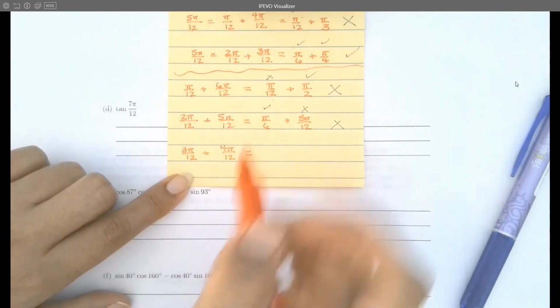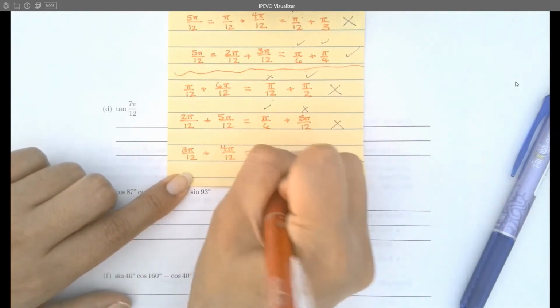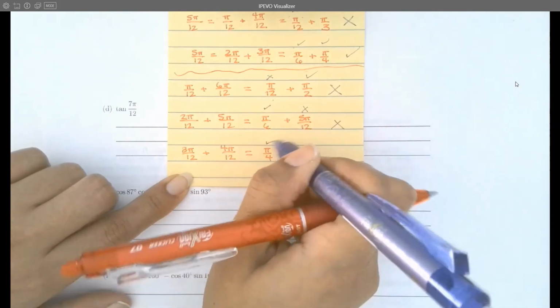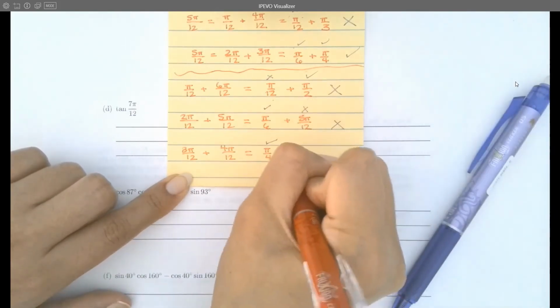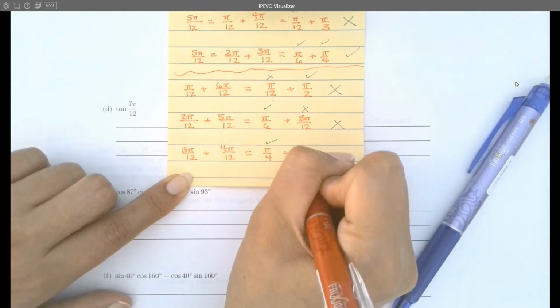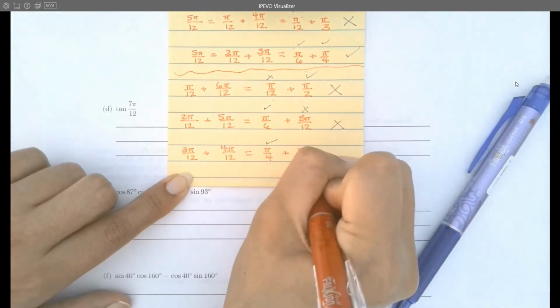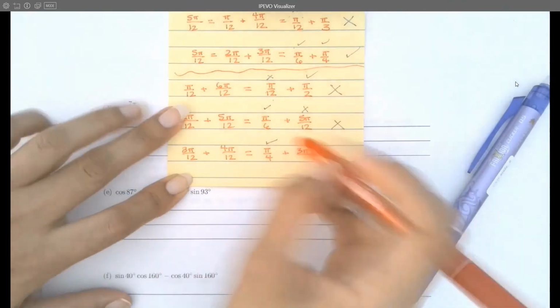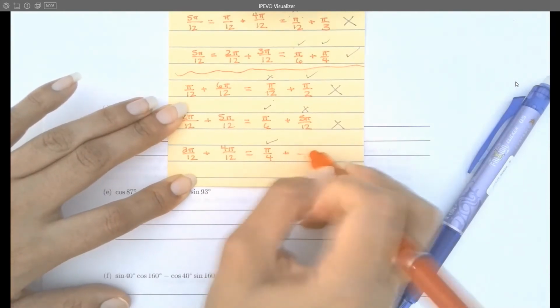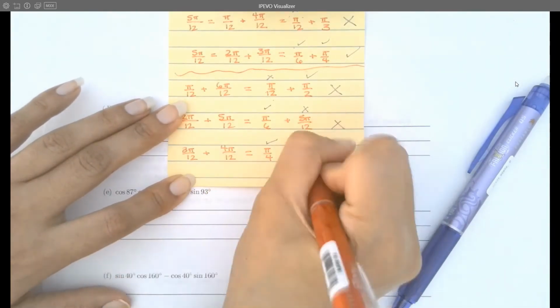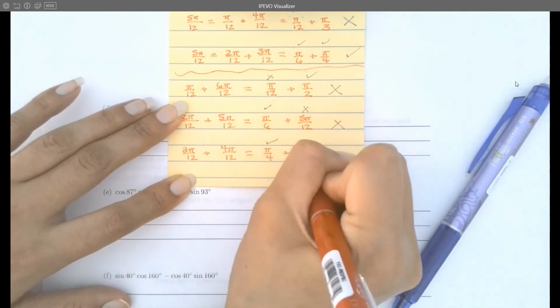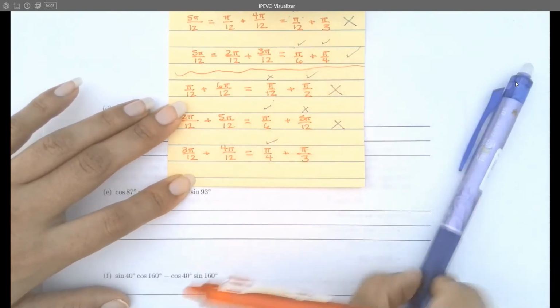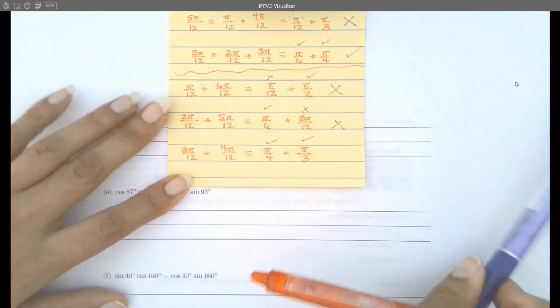And 3 pi over 12 will reduce down to pi over 4. That is on the unit circle. And then the 4 pi over 12 reduces down to pi over 3, dividing top and bottom by 4. So this is also on the unit circle.